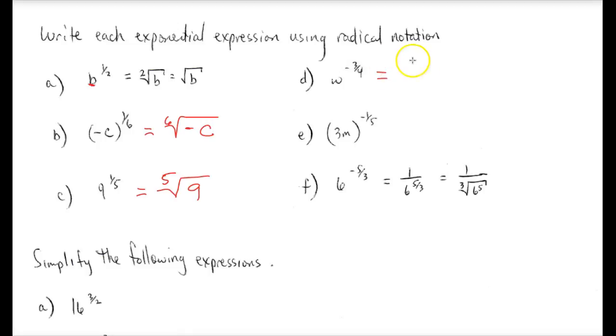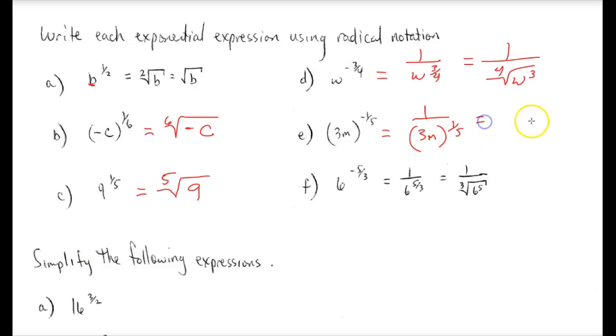For example, D here, this would be the same as 1 over W raised to the 3/4 power, which would be the same as 1 over the fourth root of W cubed. Okay? And so same deal here. We know that 3m raised to the -1/5 power is the same as 1 over 3m, all that raised to the +1/5 power. And then that would just be the fifth root of 3m.